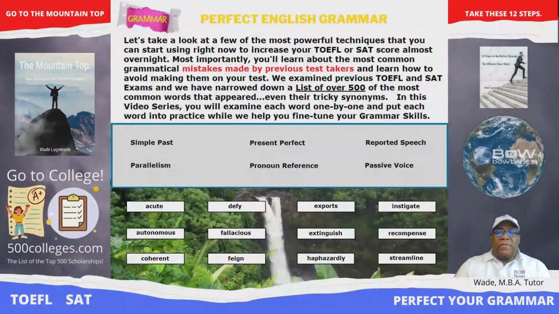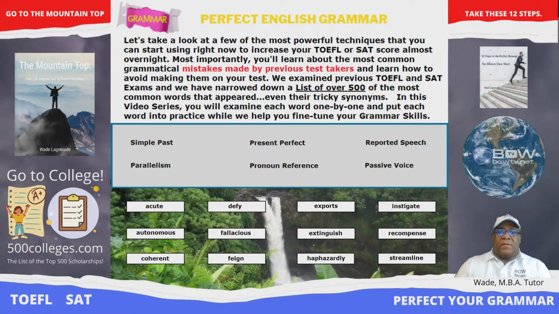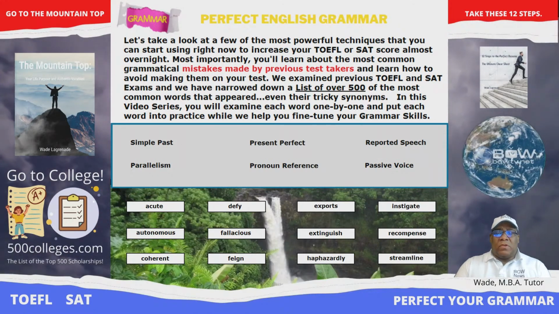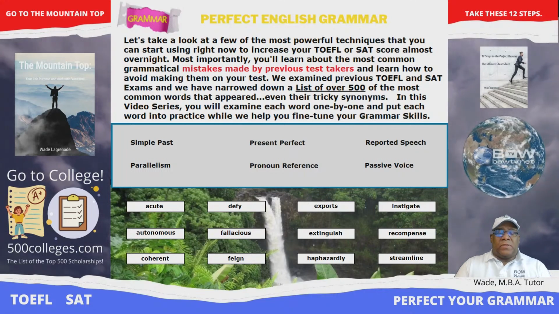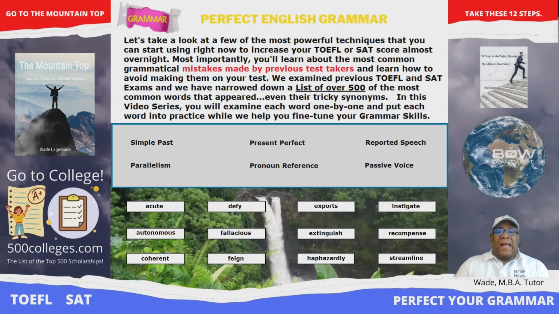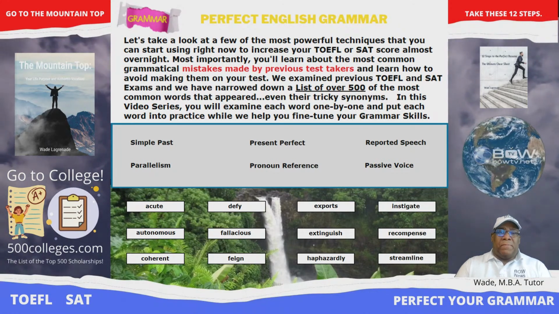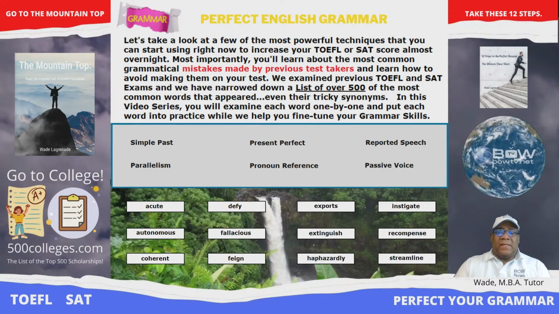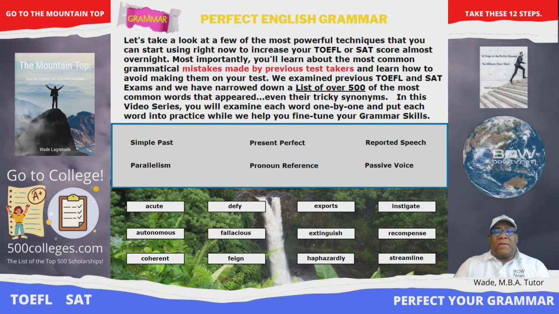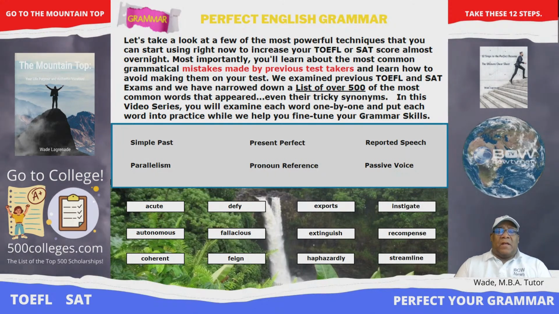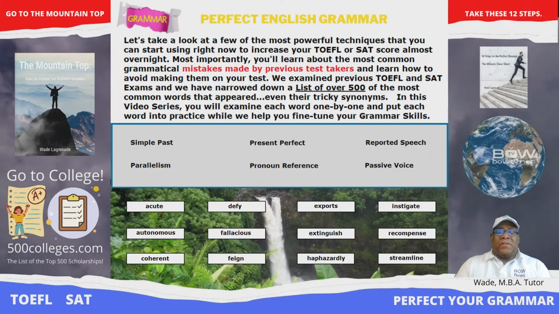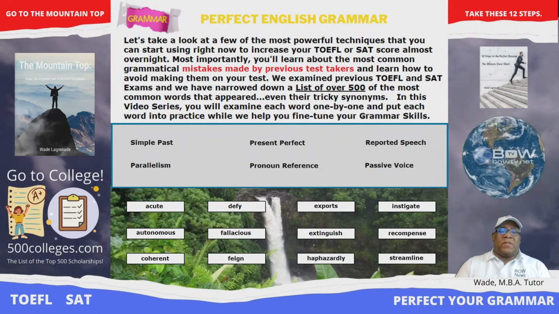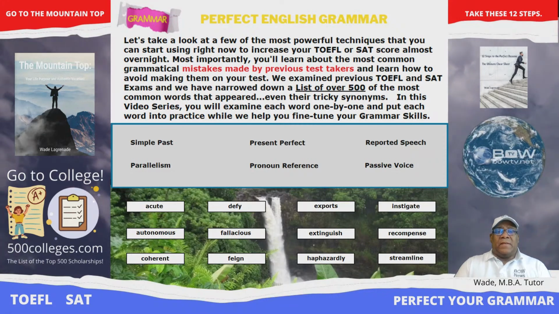So we hope that this chapter was very, very helpful for you. As we go further into this series, we're going to be looking at a lot more examples of how these grammar rules and skill rules will impact your ability to put together paragraphs as well as sentences, and being able to comprehend them as you read paragraphs on the different sections of the TOEFL as well as the SAT exam.